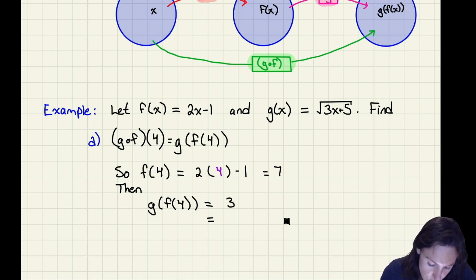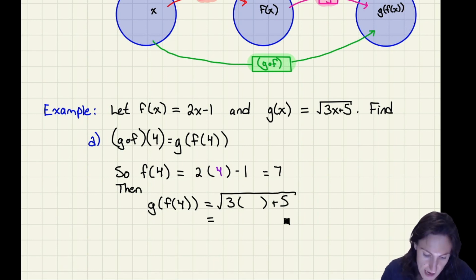Now, what is my g? My g is 3 times whatever I'm inputting plus 5, and then we take the square root of that. So the input in my case is whatever this f of 4 answer is, and that is 7. Okay, so we're going to have 3 times 7 plus 5 in the square root. So that's going to be 21 plus 5, the square root of 26.